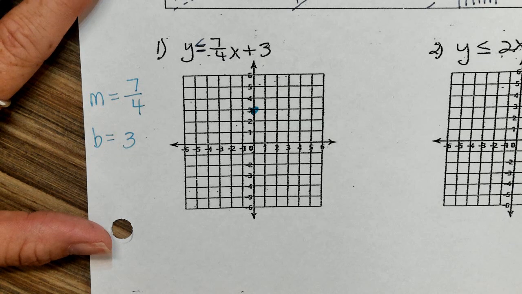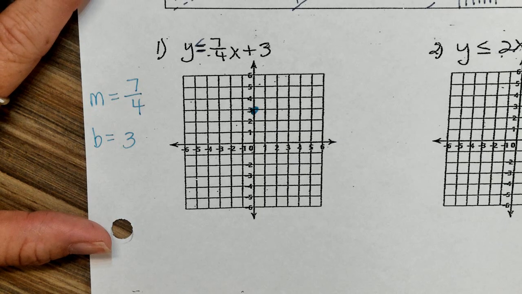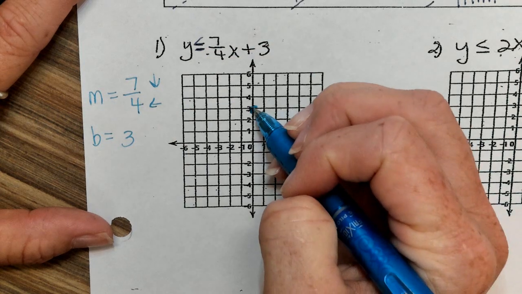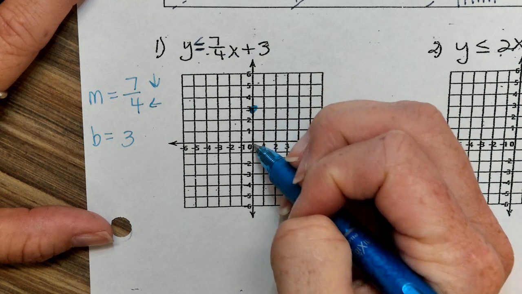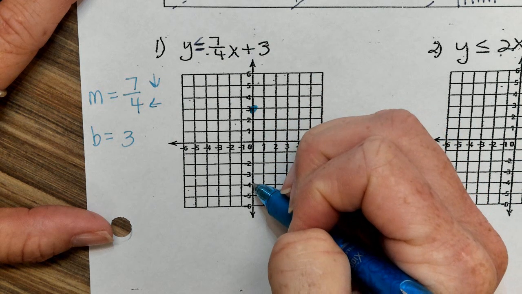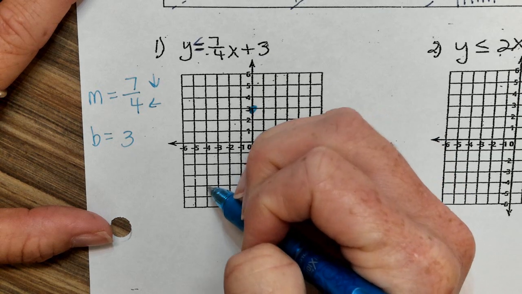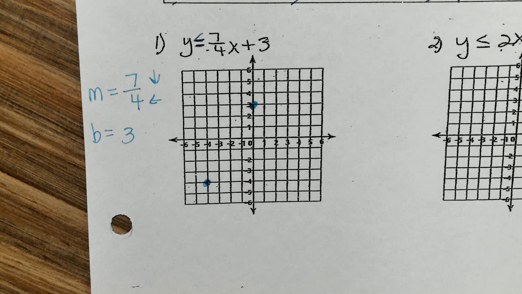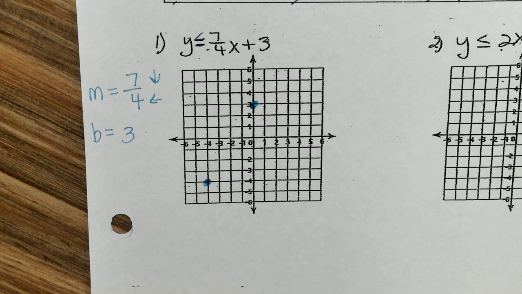All right, I need to go up 7, right 4, but do I have room? No. So instead of going up and right, where can I go? Down and left. So I'm going to go down 7, left 4. I'm going to double check and make sure it's a positive slope if I was to connect it. Is it positive? Yes.